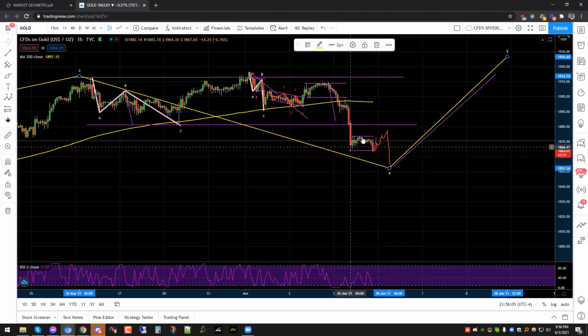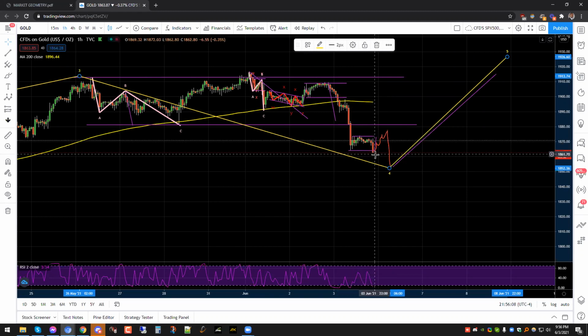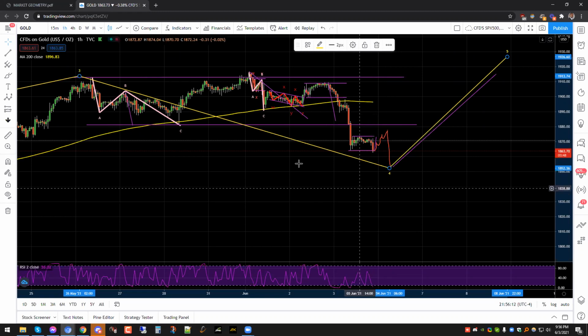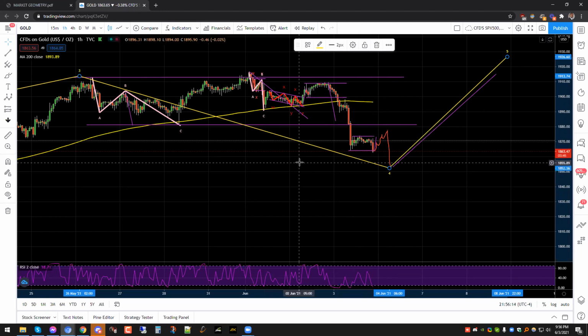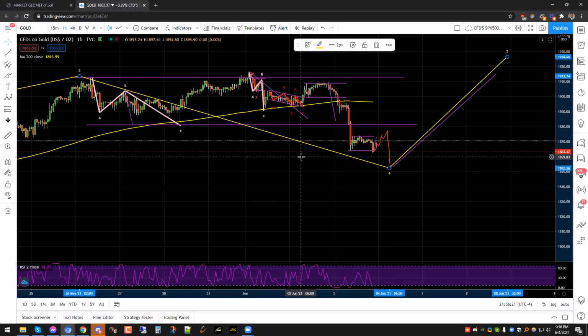I'm not confident that this is all of the correction here and this is the move down. Not very confident about that. So we will see how it plays out, and based on how it plays out, we will make our decision. Okay, remember, you don't want to get into the market in situations where you're not clear as well.